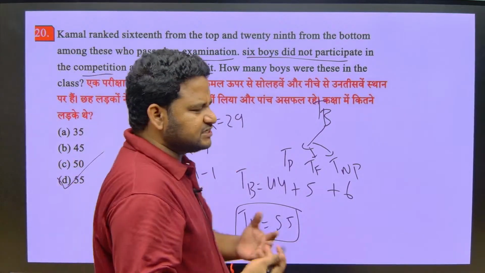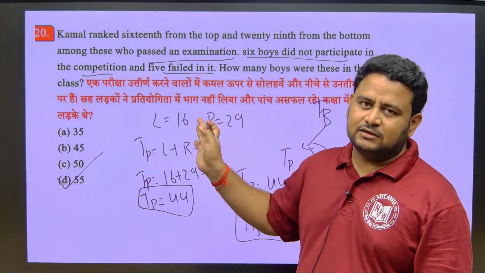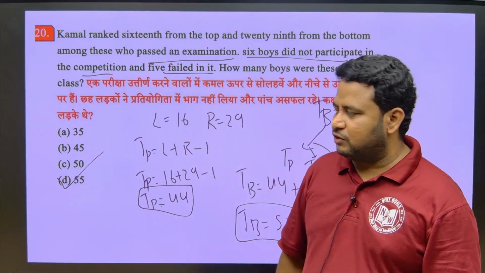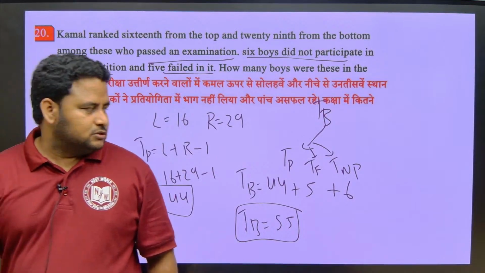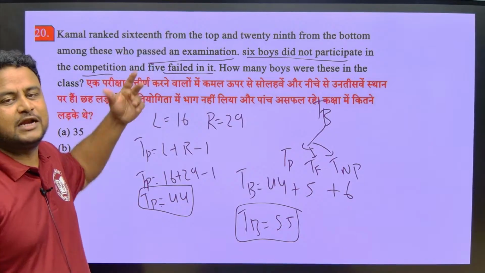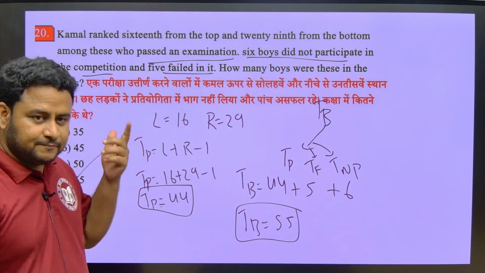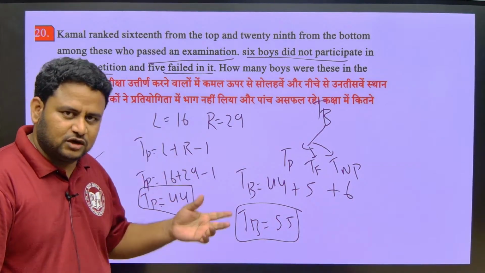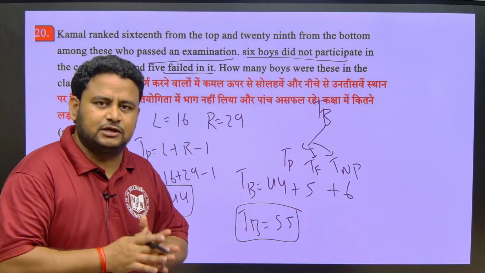So they can give the scenario in any way, but you have to use the same formula. That's it. Clear? I hope it is clear to all of you, whatever the type of questions we solved in this class. Please keep this in mind. Here the most important thing is finding total passed, and just don't write only total passed. They are asking both passed, who did not pass means those who failed, and those who did not participate. Total boys means you have to include everyone.